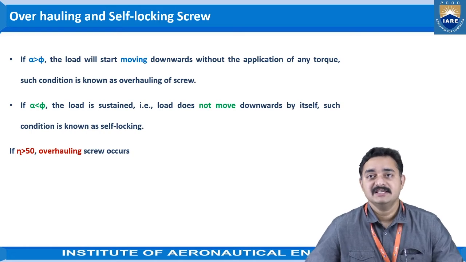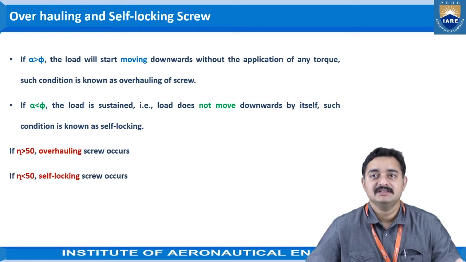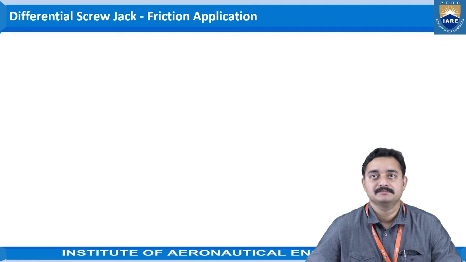So if efficiency is greater than 50, we can say that the overhauling screw occurs. And if efficiency is less than 50, the self-locking screw occurs.